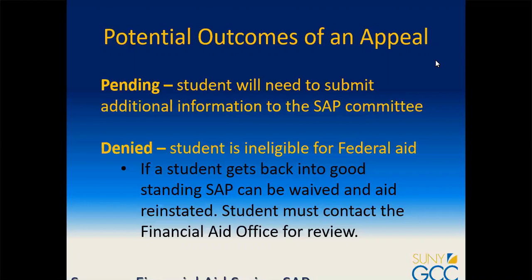It is important to note that if a student gets back into good SAP standing, their SAP can automatically be waived and their aid reinstated. This is for standard SAP students. Students must contact the financial aid office if they believe that they have gotten back into good standing, as the financial aid office will not review their account again until the end of the next SAP cycle.